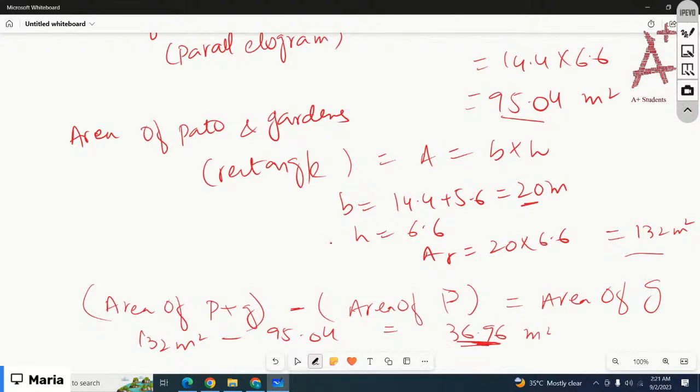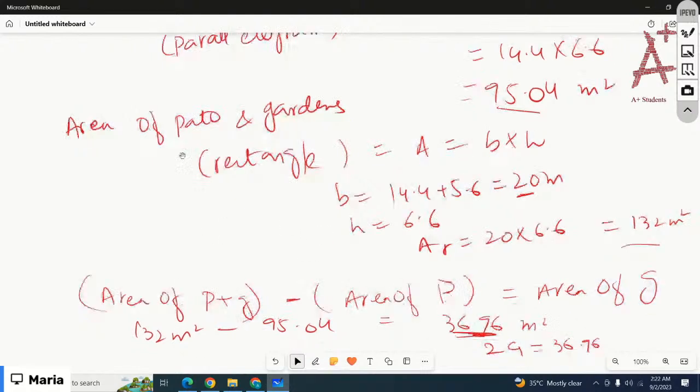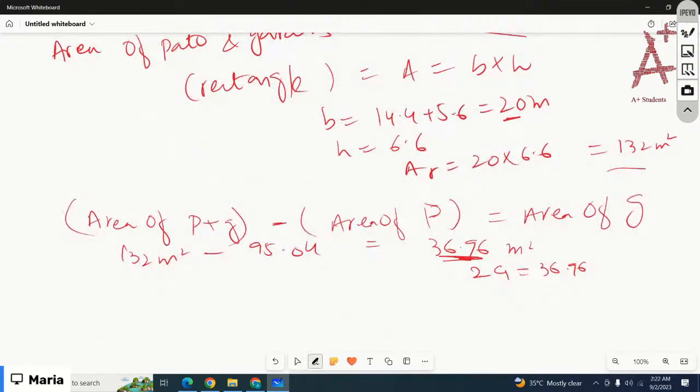You have to calculate the area of one garden. So two gardens equal 36.96. Just divide it by 2 and the value would be the area of one garden, right? When you divide it by 2, it is 18.48 meter square, right?